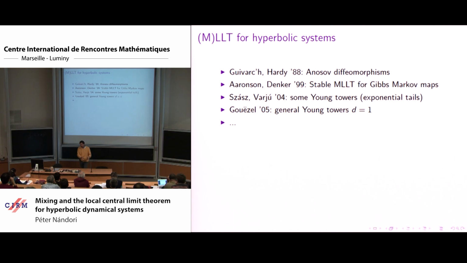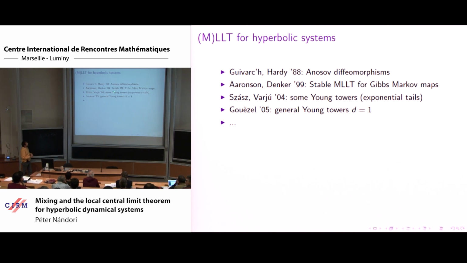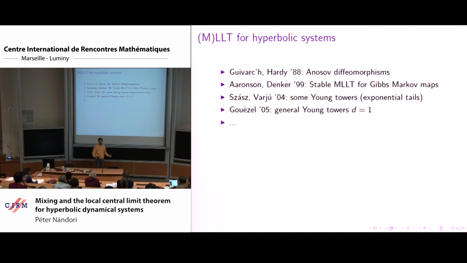So, MLLT in the base for maps, there is a lot of literature on that. There's a lot of papers. I'm just mentioning 4 kind of versions of MLLT, not all exactly the same way as I said, but roughly speaking. So it's kind of an early paper, Guivarc'h and Hardy, for Anosov diffeomorphisms. And there is this paper by Aaronson and Denker for Gibbs-Markov maps. So actually, they say the Gaussian case is easy, so they consider the non-Gaussian case, right? So obviously you can extend the LLT for these kind of alpha-stable distributions.